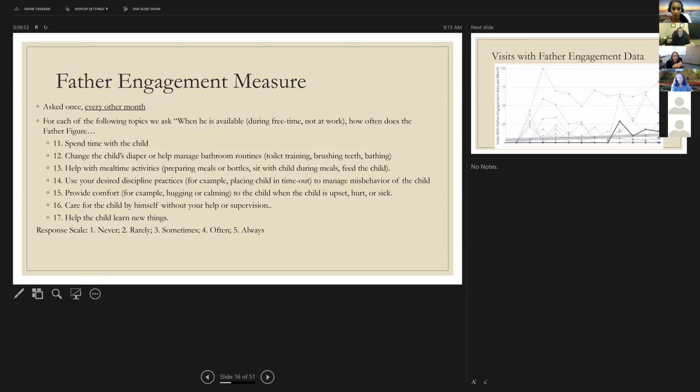And then every other month, we ask that you follow up with families about how often fathers were engaging in specific child rearing activities. So we asked how often the father figure is spending time with the child, changing the child's diaper, helping to manage bathroom routines, helping with mealtime activities, using the mom's desired discipline practice, providing comfort to the child, caring for the child by himself without supervision, and helping the child to learn new things. And we asked, does this never happen, rarely happen, sometimes, often, or always?